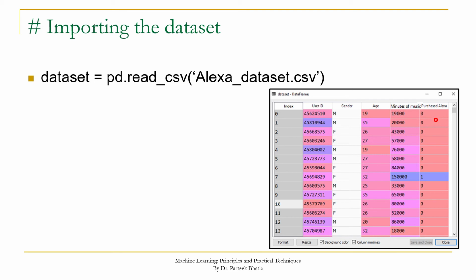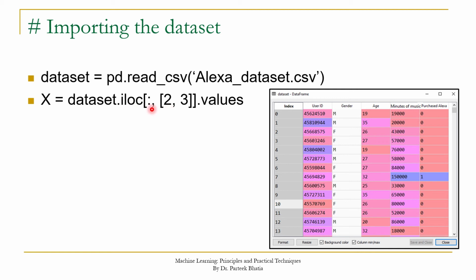The next process will be to create X and Y. As we have already discussed, we have to keep age and minutes of music in X while purchased Alexa in Y. This age and minutes of music is available at index values 2 and 3 of this data frame, because index values start from 0. So user ID is at 0, gender is at 1, age is at 2 and minutes of music is at index value 3, while purchased is at index value 4. Here we are using the iloc method of data frame to create X and Y.